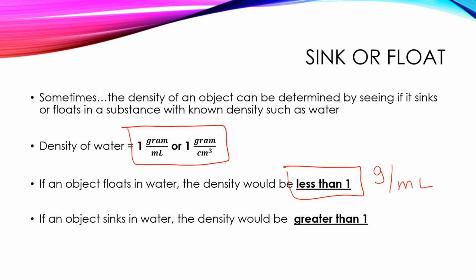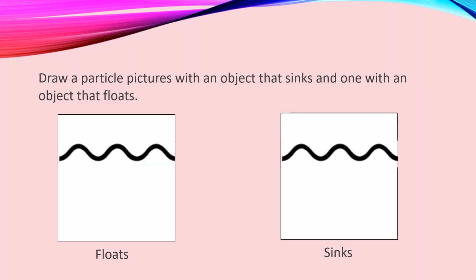If it sinks in water, then the density is going to be greater than 1 gram per milliliter. So it's all in relationship to it. Draw a particle picture with an object that sinks and one that floats in a substance. So something that would float is going to be above it.